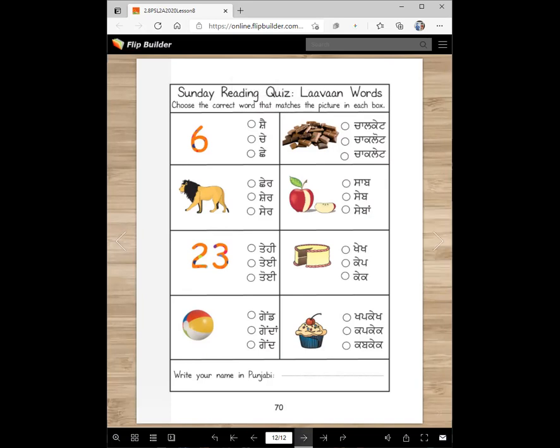It wasn't too bad, right? It's getting easier for you. I think you're becoming so smart in Punjabi. It's getting really, really easy for you. So go ahead and read this lesson one more time. And you are going to be so amazing in Punjabi.